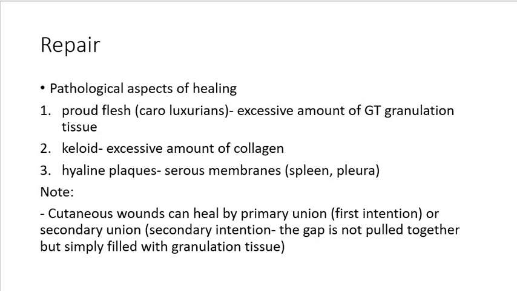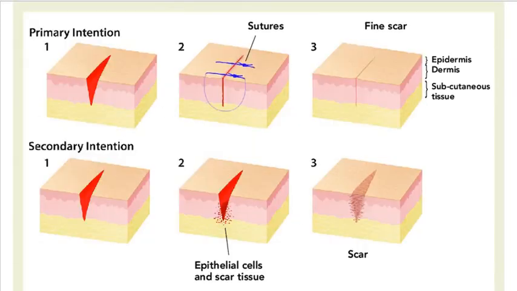And a small note on cutaneous wounds. They can either heal by primary union or secondary union. So I would like to display a picture. Primary intention is basically where there is no granulation tissue between the wound, they just join. The 2 edges of the cutaneous wound join. But secondary intention, secondary union, is basically where you will not have the gaps pulling together, but they are filled with granulation tissue, as you can see in this picture.